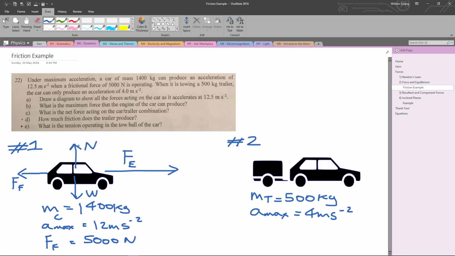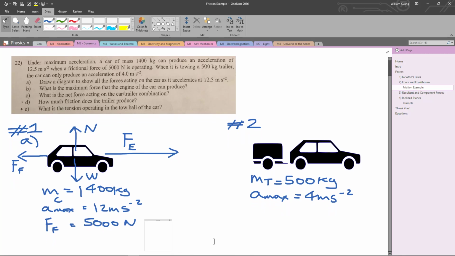What you might notice is the N and the W arrows are approximately equal length because I'm trying to say that they're equal but opposite. But in this example, the engine force is larger than the friction force because it overcomes the friction force and is able to accelerate. So that handles part A. Now let's move on to part B.